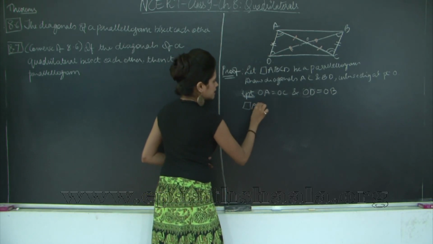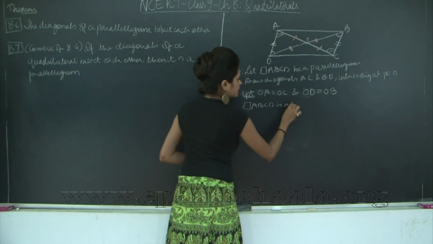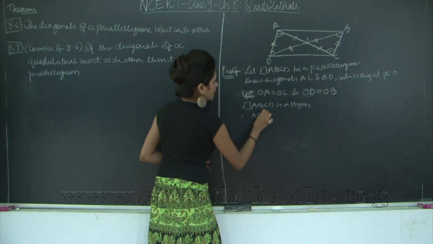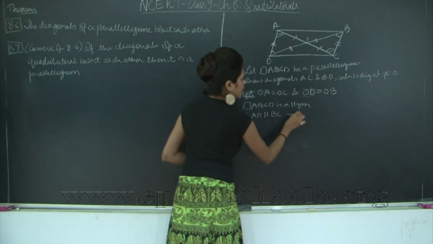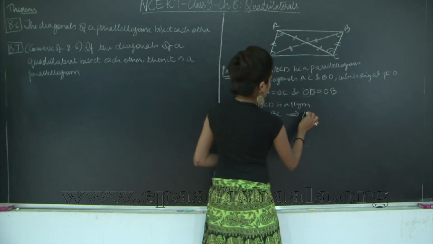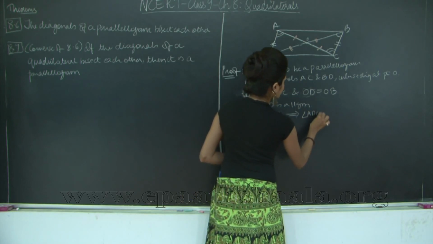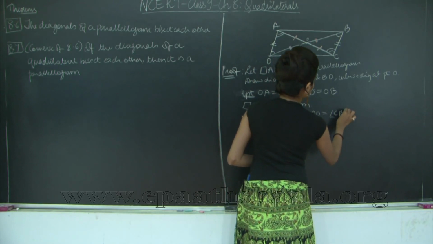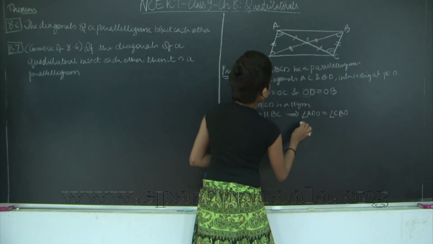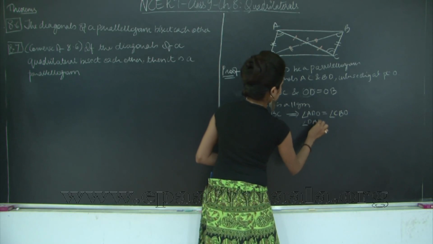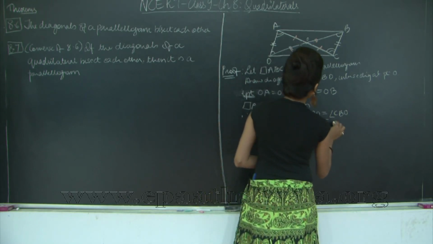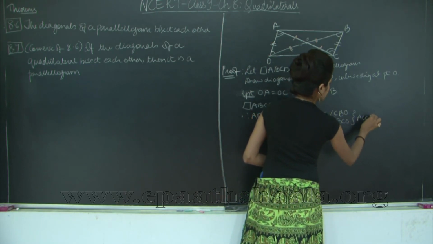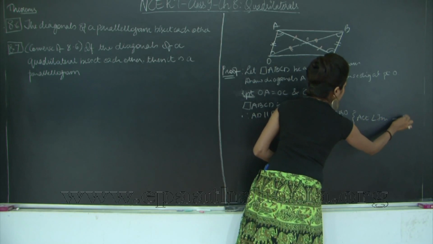Quadrilateral ABCD is a parallelogram. Therefore, I have AD parallel to BC, which implies that angle ADO is equal to angle CBO and angle DAO is equal to angle BCO through alternate angle theorem. I'll mark this as 1.